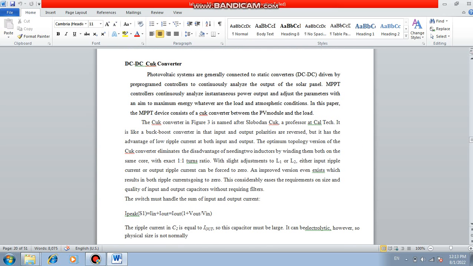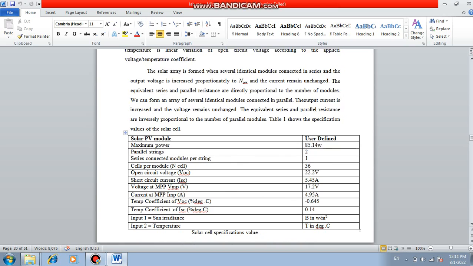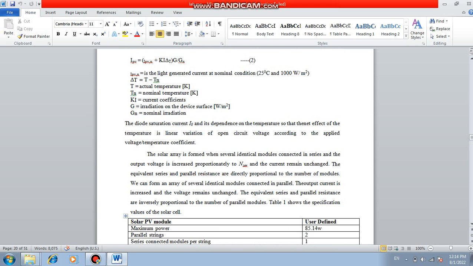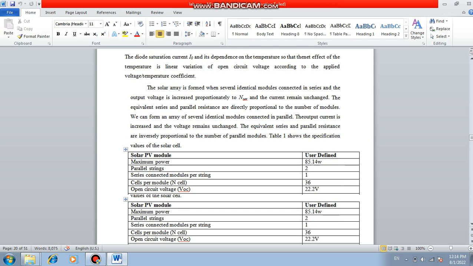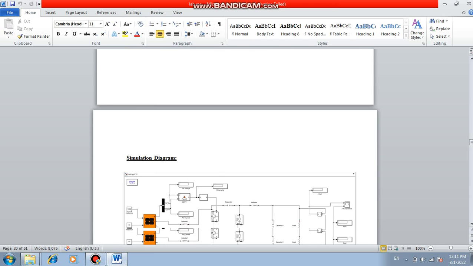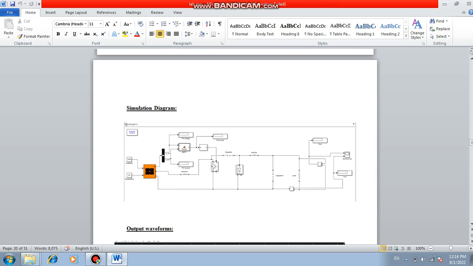Here, the solar array is formed when several identical modules are connected in series, and the output voltage is increased proportionally to n, while the current remains unchanged. Okay, so this is the solar array. For this simulation diagram, I have used a model that is available in MATLAB.